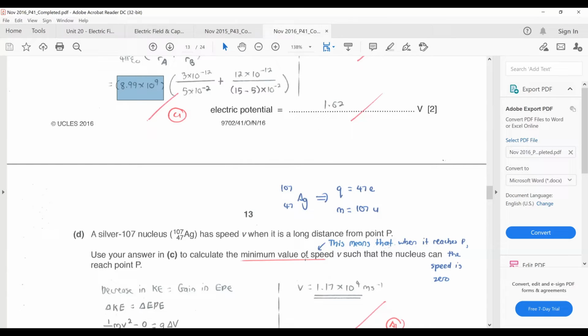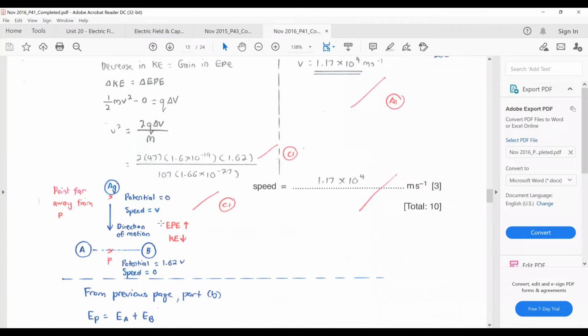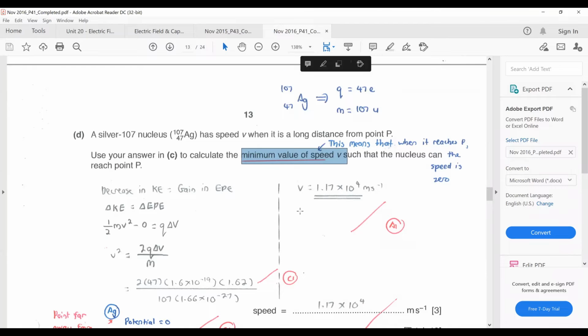Now, usually when you see these kinds of questions where they tell you they're launching something and then ask you to find the minimum speed such that the thing can reach a certain point, usually that means find the speed you need to launch it so that by the time it reaches the point, the speed is 0. I think it's better to see from a diagram, so maybe I better just redraw it for you.